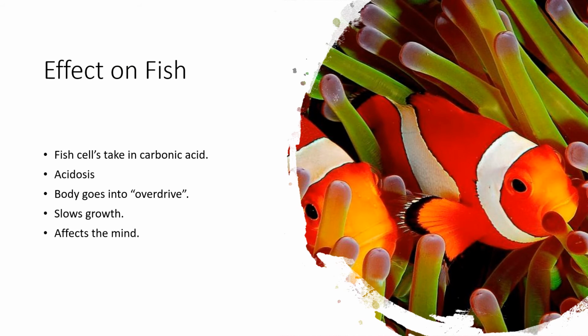So the effects on fish. Although it doesn't affect them significantly, unlike the coral reefs, they still feel the effects. With fish, the carbonic acid in the water affects the fish cells. Because of this, the fish get acidosis, which is when the fish's blood changes pH level, which isn't good. So to bring the chemicals back to normal, their body goes into a sort of overdrive. However, this reduces the fish's ability to reproduce, eat, swim, and grow, so it prevents them from doing normal activities.